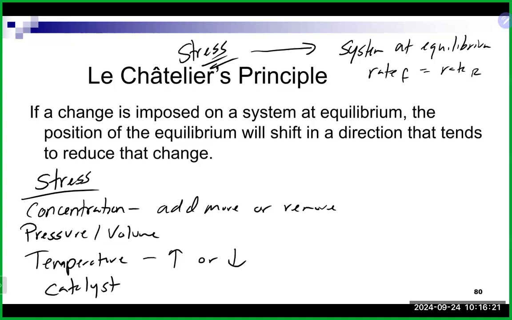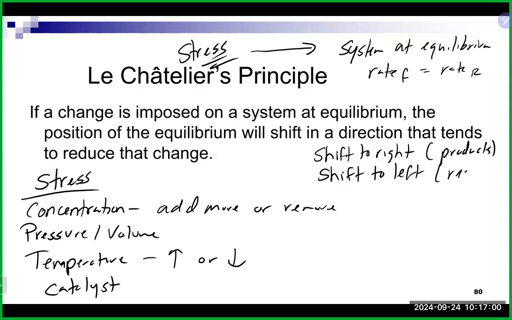And what's going to happen when you do something to a system that's at equilibrium is, in most cases, it wants to sort of right the ship, and it can fix itself basically. And it can fix itself because it is a reversible reaction. So if you do something to it, it may fix itself by shifting to the right, which means you're going to make more products. It may need to fix itself by shifting to the left, which means you need to make more reactants.